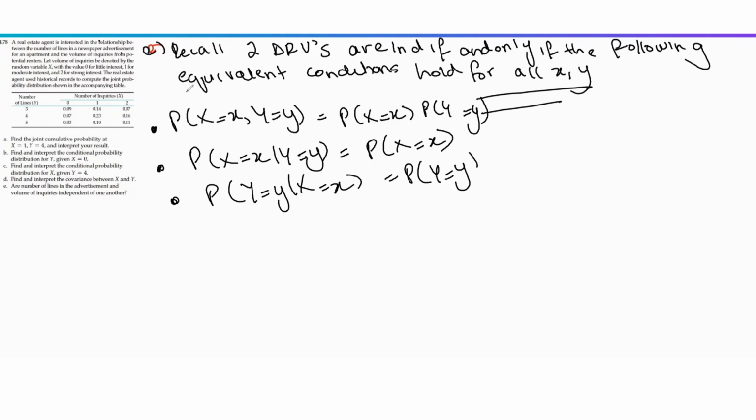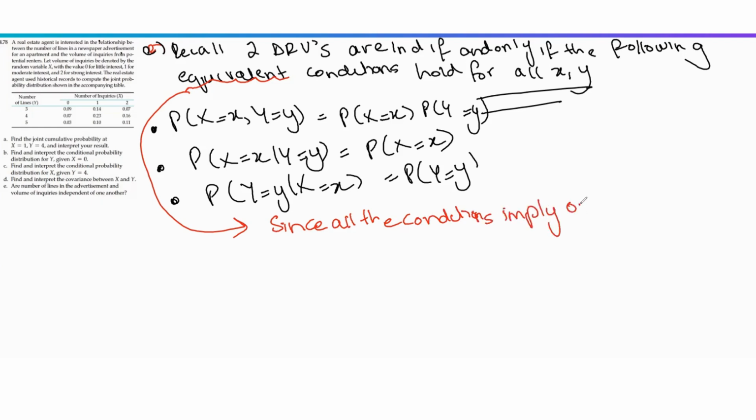Now, something we want to focus on here is the term equivalent. Since these conditions are equivalent, they all imply one another. So proving one is enough. You don't have to prove each one of them to show independence. If you want to show independence, you can just prove any one condition; proving any one condition is enough.